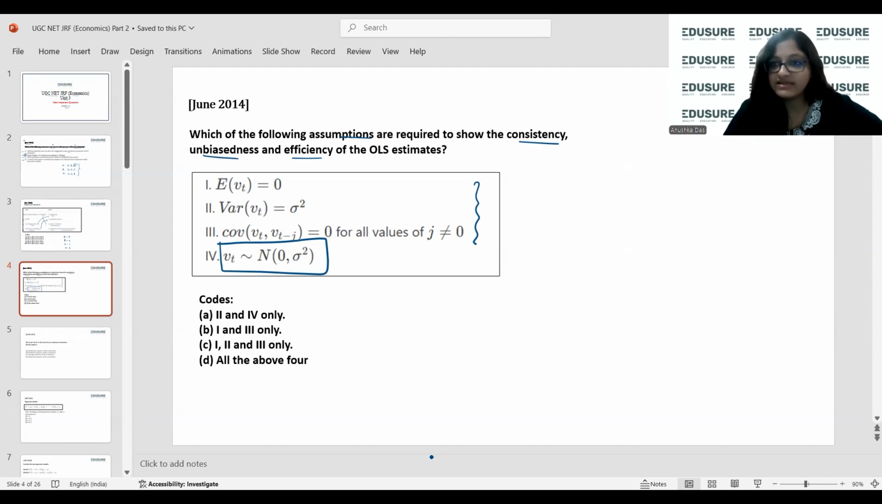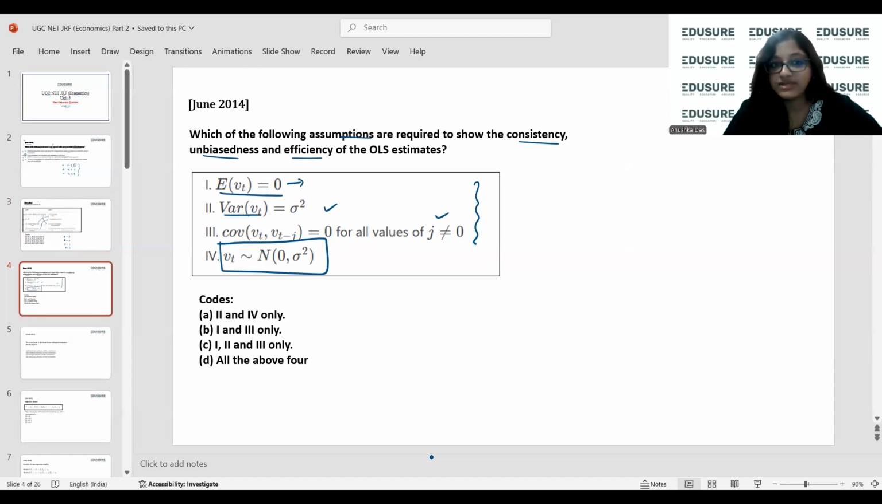So this normality is not one of the CLRM assumptions. This is specifically made for testing the hypothesis. This is not a usual CLRM assumption. So the rest of the assumptions that are written here: the expectation of the error term has to be 0. Variance of the error term. So this is basically required for unbiasedness, and the rest of the two are required for consistency and efficiency. Right? Expectation of the error term being 0 is required for checking the unbiasedness property.